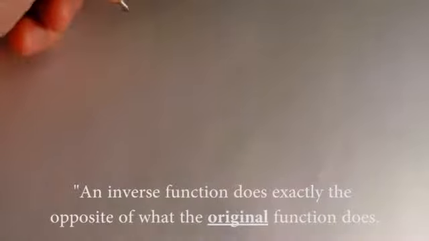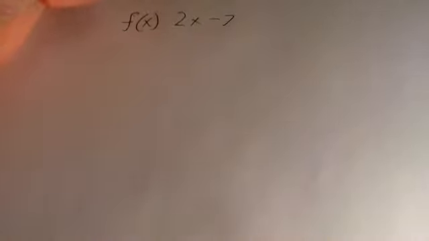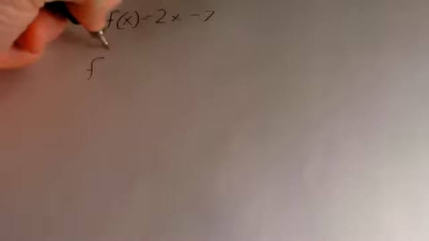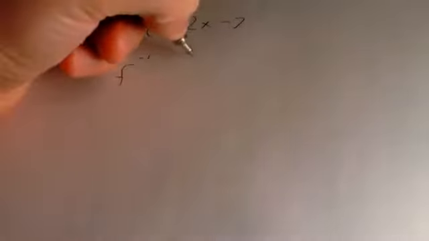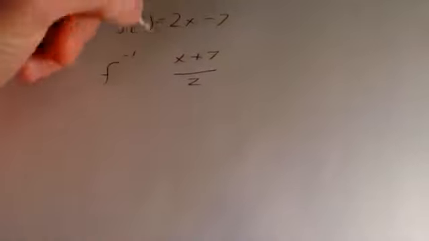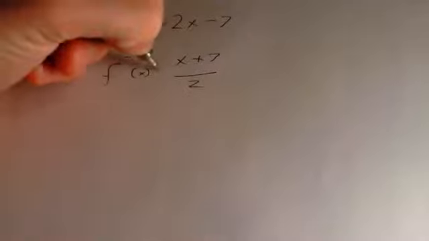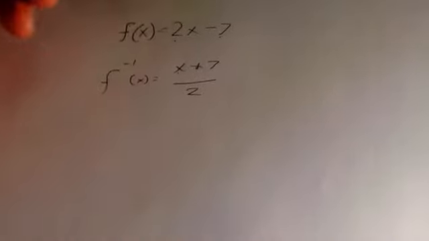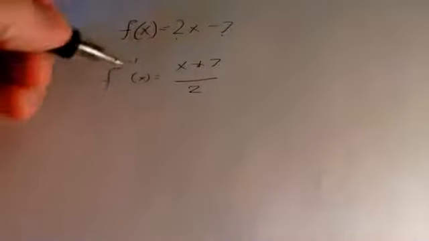Alright, we said at the beginning that an inverse function does exactly the opposite of what the original function does. So in this case, the original function multiplies everything by 2 and then subtracts 7. Well, what does the inverse function do? The inverse function adds 7 and then divides everything by 2. So it does exactly the opposite of what the original function does. It's doing the opposite things in the opposite order.